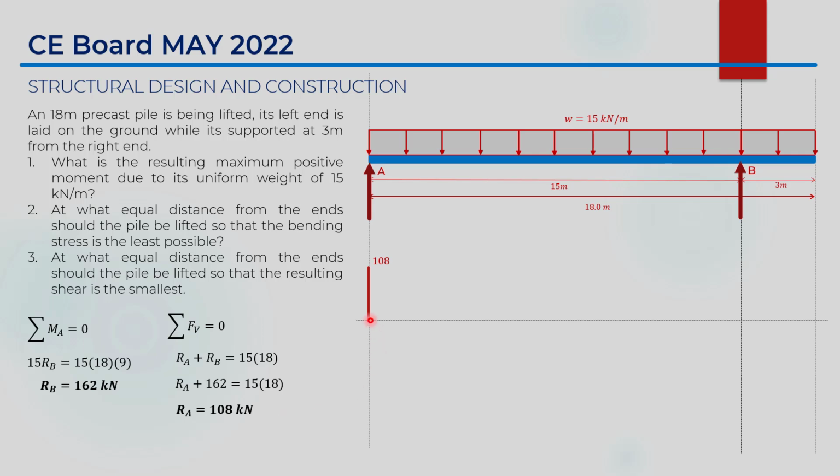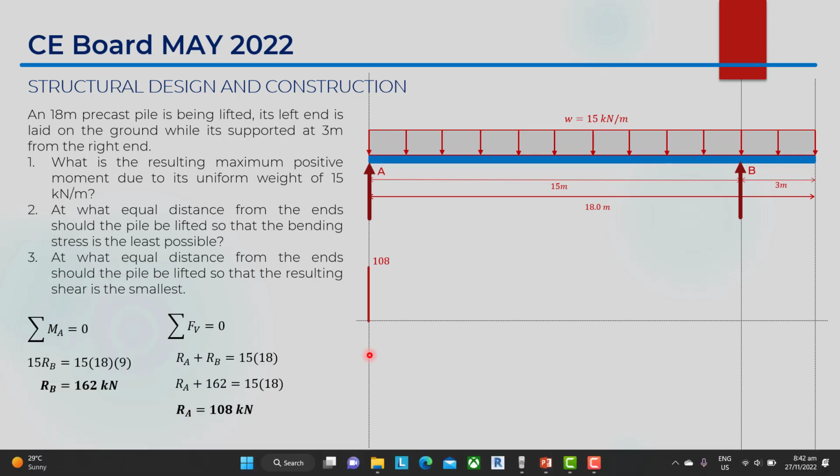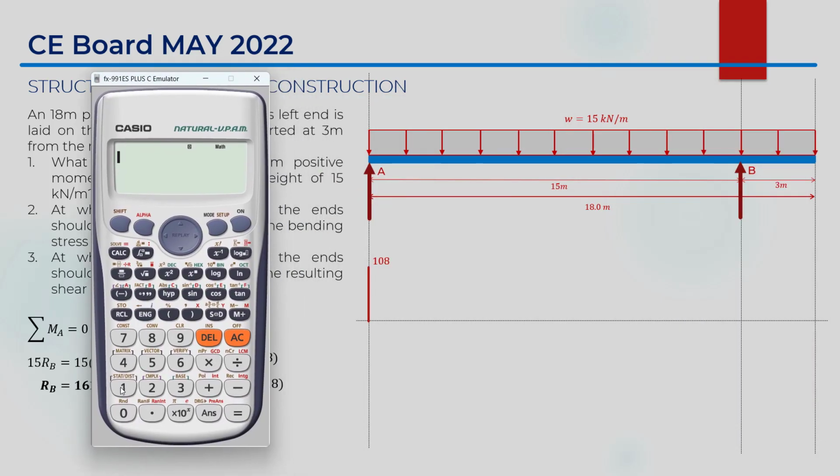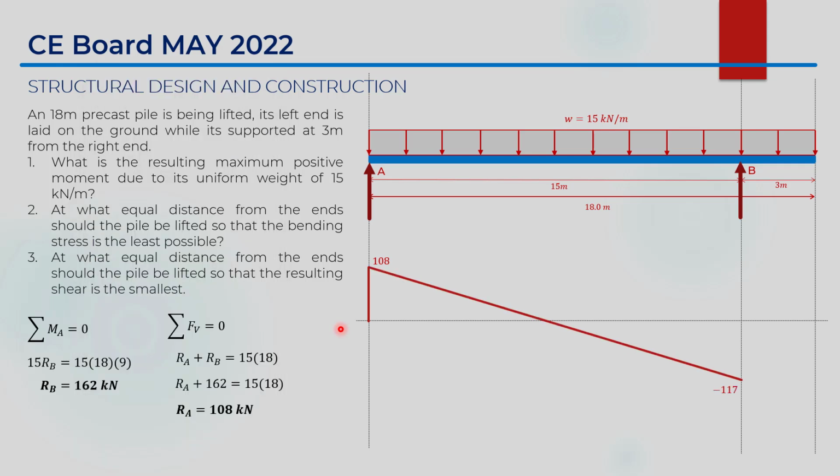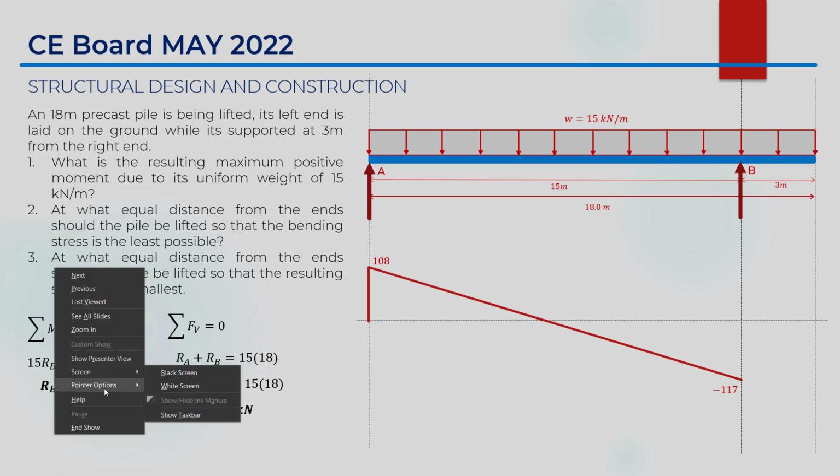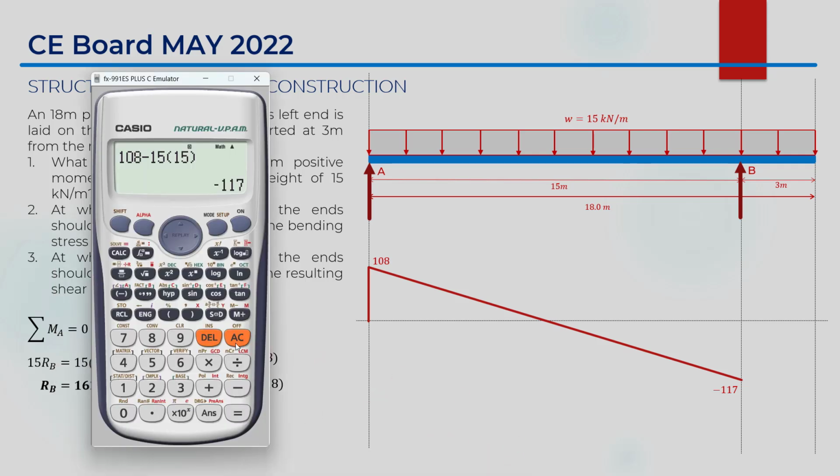Basically, this is the first step. This is RA, so we go up based on the arrow, and then go down. How much? 108 minus 15 times the 15-meter span, since this is downward. That is negative 117. So the value is negative. Then we go up by 162 for RB: negative 117 plus 162 gives 45.